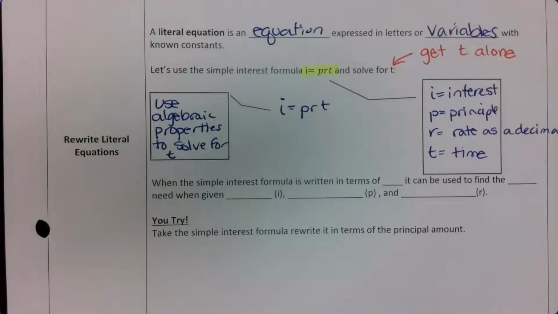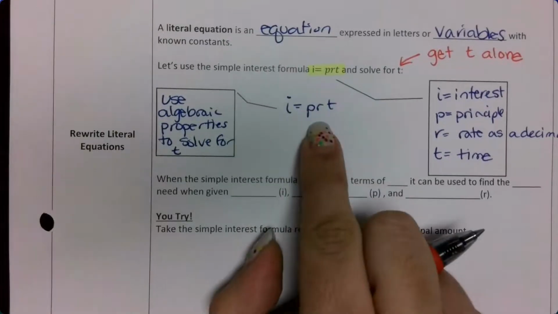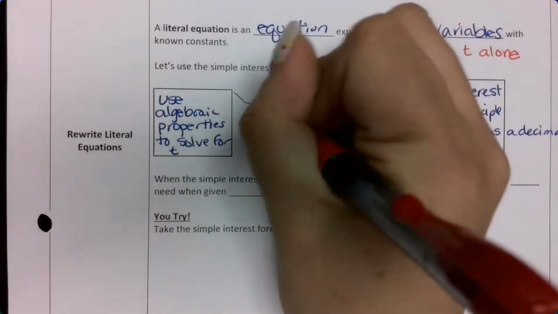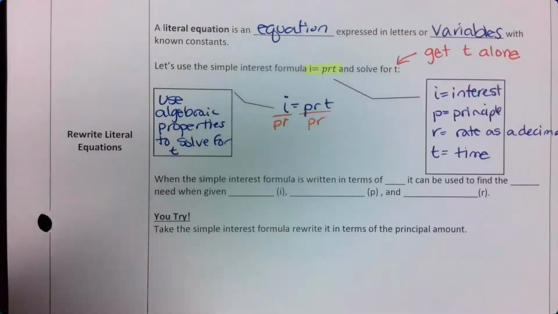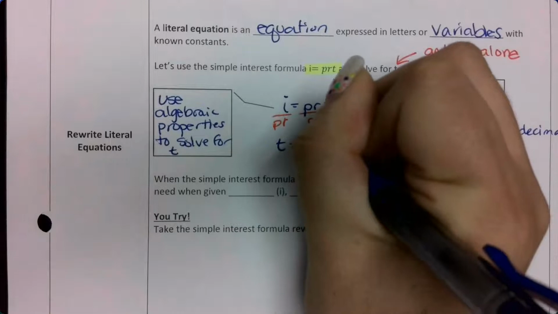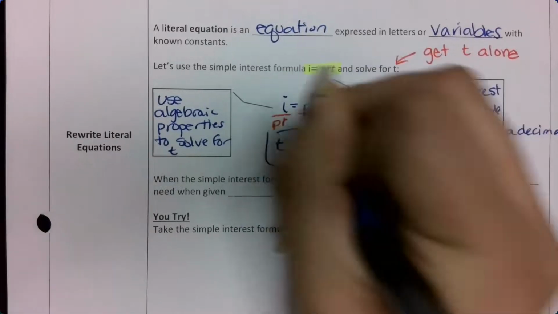Okay, so what is currently happening to the t in the formula right now? It's being multiplied by the p and r. What is the opposite of multiplication? Division. So I want to divide both sides by pr. Are any of these real numbers that I can divide? No. So I'm just going to have t equals I divided by pr for my final answer.